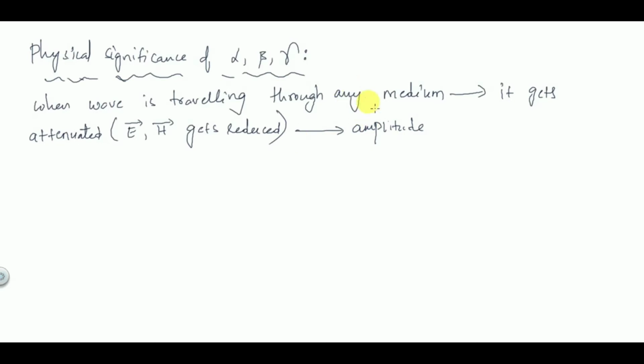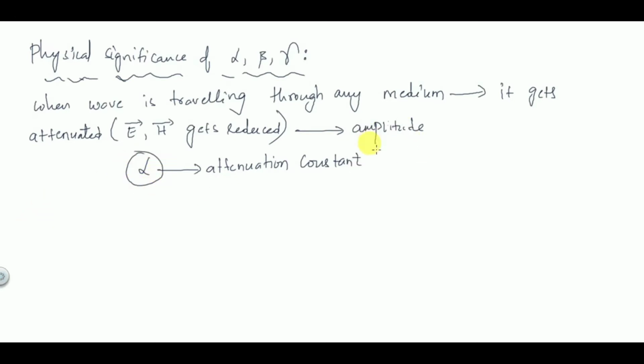This amplitude attenuation is represented by alpha. That is why alpha is called the attenuation constant. Alpha is called the attenuation constant because when a wave is traveling through any medium, it always gets attenuated. That is, electric field strength and magnetic field strength reduce. That reduction is represented by the term alpha.